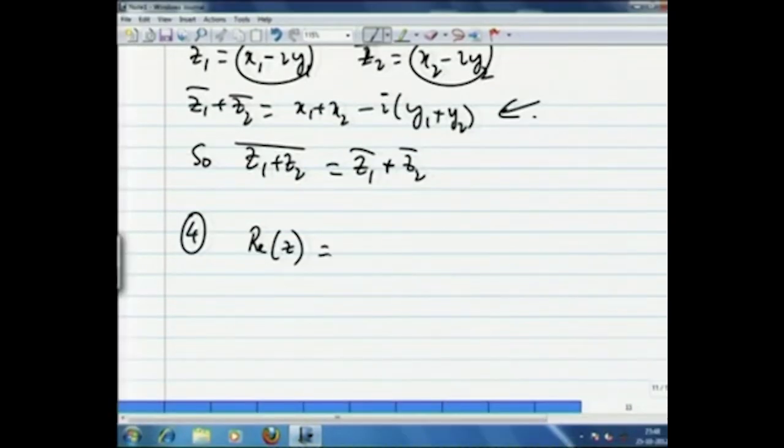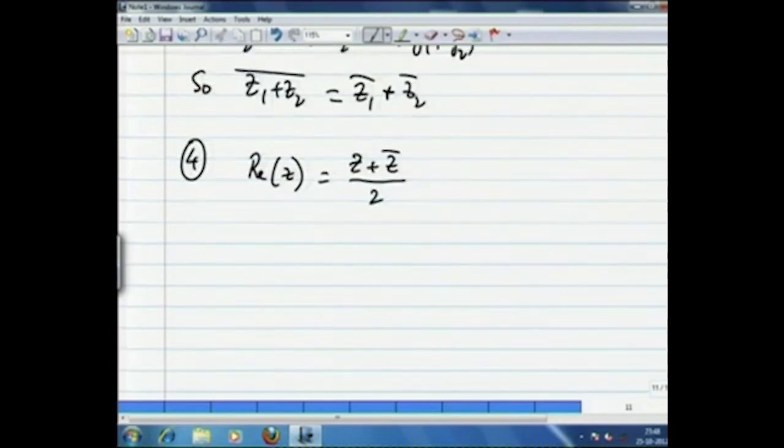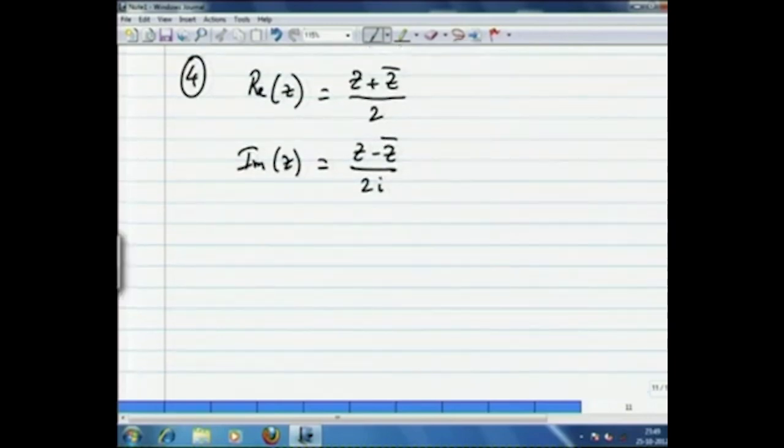So, the real part of a complex number z is equal to the sum of the complex number with its conjugate divided by 2. So, that gives you the real part, and likewise the imaginary part of a complex number z is z minus z bar by 2i. So, you can retrieve the real and imaginary parts of a complex number from a complex number and its conjugate.